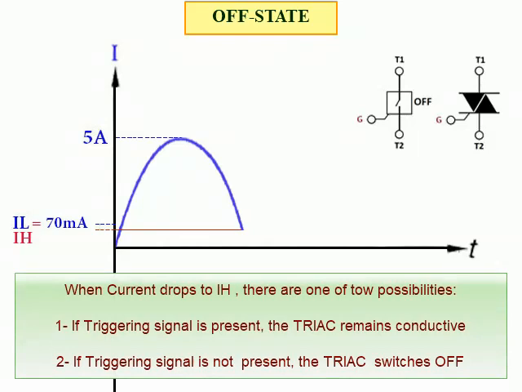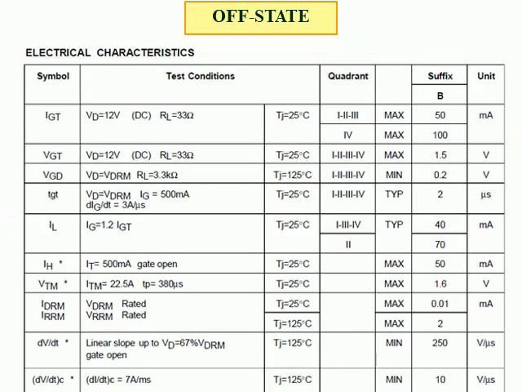two ways. First, if the triggering signal is present, that is, the microcontroller output pin A0 equals 1, the triac remains conductive, so the device remains connected and keeps working. Second, if the triggering signal is not present, that is, the microcontroller output pin A0 equals 0, the triac switches off and the device is disconnected. The value of holding current, IH, is mentioned in the data sheet of the triac. For triac BTA16-600B, the holding current is 50 mA.